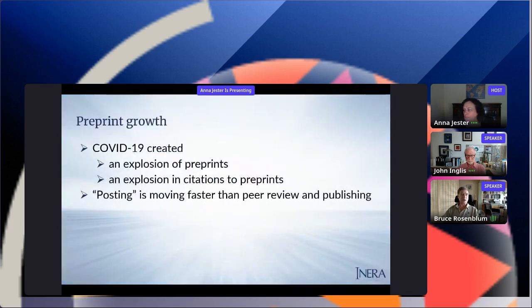So as John pointed out, with the pandemic, we have seen an explosion of preprints. And of course, because things were moving so quickly, we saw an explosion of citations to preprints. That's happening basically because posting is moving faster than peer review and publishing. As an example, 2 to 3 years ago, I know a lot of journal managing editors who would say, you can't have a citation to a preprint in your bibliography. We won't accept it. That's a barrier that's largely come down just as acknowledgement of reality, that you need to be able to cite preprints as part of fast-moving literature.